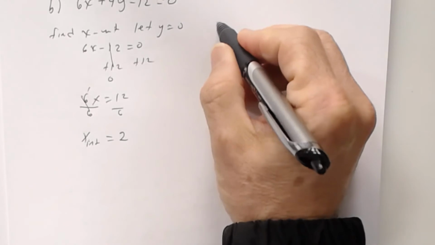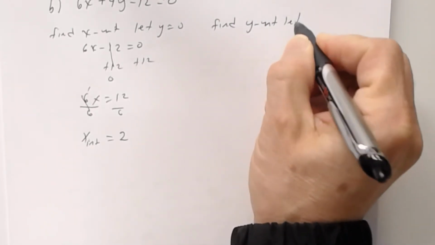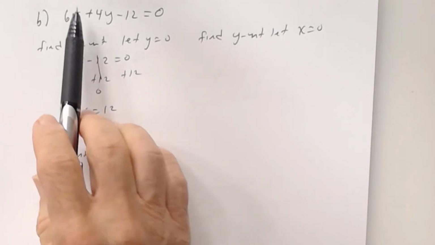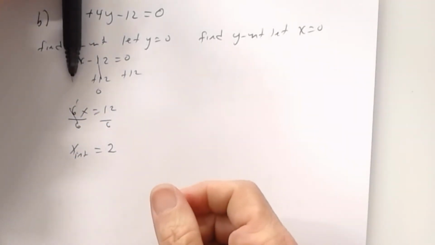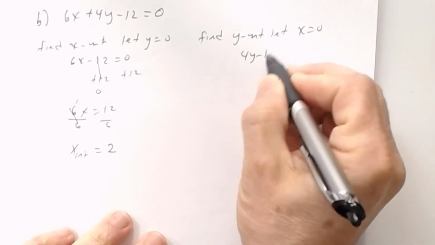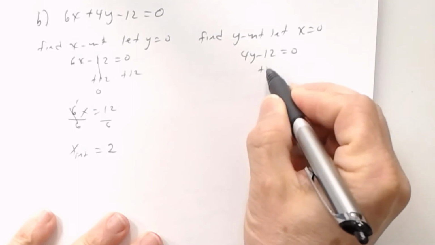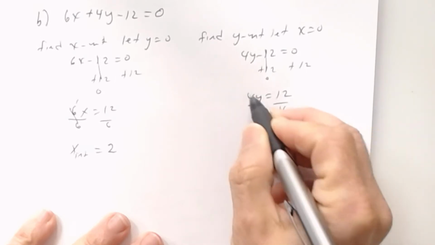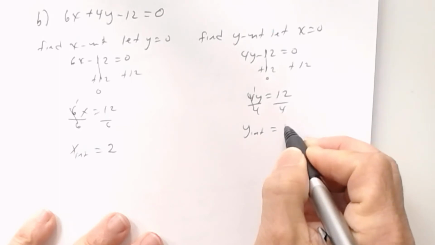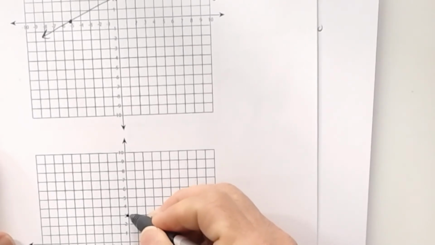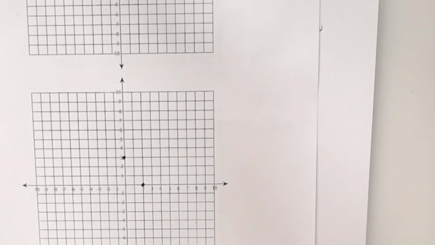All right, to find the y-intercept, you're going to let x equal 0. So if x is 0, that means 6 times 0 is what? 0. So that term goes away. So cover it up. What equation is left? 4y minus 12 equals 0. And then you solve for y. So add 12 to both sides. I get 4y equals 12. What's the next step? Divide both sides by 4, and I found the y-intercept. The y-intercept is 3. So that's where the graph's going to cross which axis? The y-axis. So it's going to cross the y-axis at positive 3. And so then I draw the line.